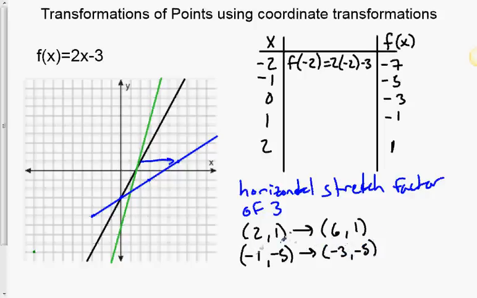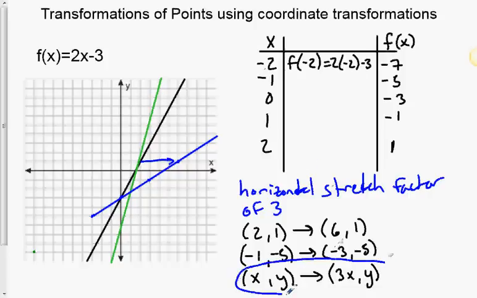Notice that the x value again was changing, and so if we take a look at how the x value changes in this case, and we take a look at the general point, x comma y, it is now becoming 3 times whatever the x value was, comma whatever the y value was. The y value stayed the same, and the x value is what changed. And that is what is going to be our horizontal stretch by a factor of 3. And notice that whatever value we have here, that factor is what is going in front of the x value here.